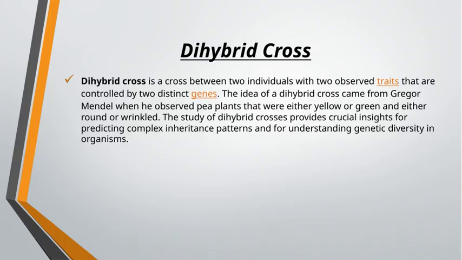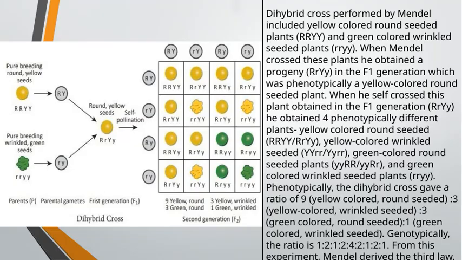Let's take a closer look at Mendel's dihybrid cross, which involved 2 traits: seed color and seed shape. He started with yellow, round-seeded plants, which had the genotype RRYY, and green, wrinkled-seeded plants with the genotype rryy. When he crossed these 2, the F1 generation all had the genotype RrYy, and they appeared as yellow, round seeds, showing that these traits are dominant.